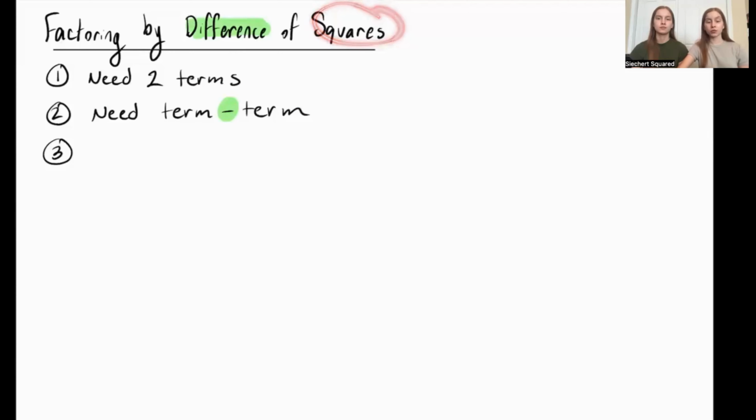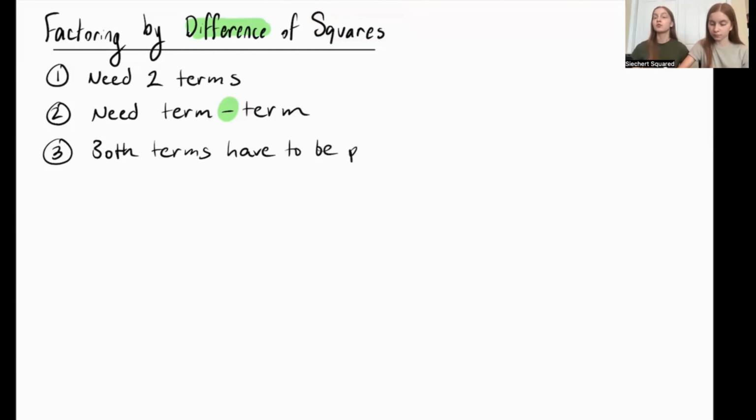Now we need the squares, or those perfect squares. We need both terms that show up to be perfect squares. When you're talking about a perfect square, for example, 25 is a perfect square because it can be rewritten as 5 times itself. It's just a little reminder of what it means when we're looking for something that is a square.